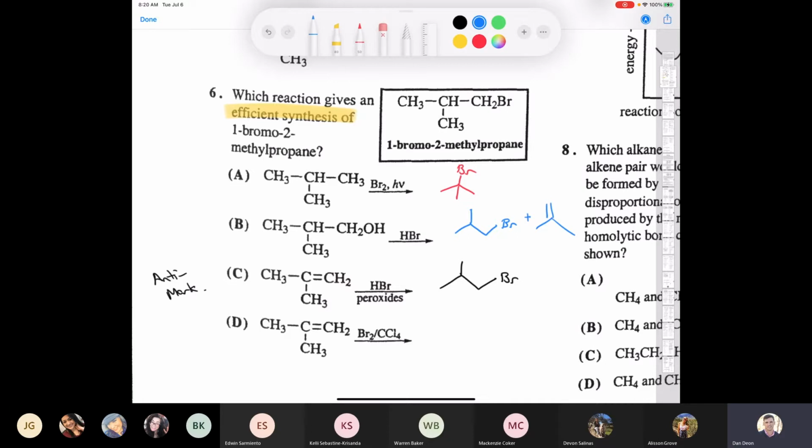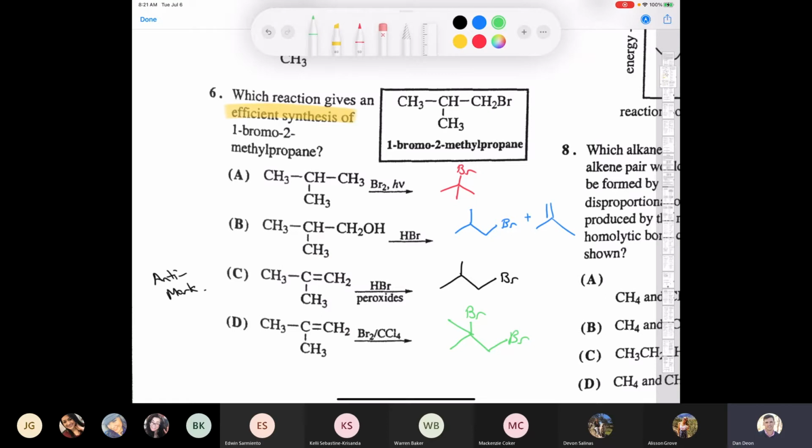All right, so you end up with a mixture in this case, whereas in this case you only end up with one compound. And the last one is just a bromination, where you're going to add a bromine to both of the carbons in the double bond. So we could draw that out. It's going to look like this, where you got a bromine here, and a methyl group like that. So again, the most efficient synthesis would be the anti-Markovnikov addition, because B will give you a mixture of products, and that's not very useful, is it?